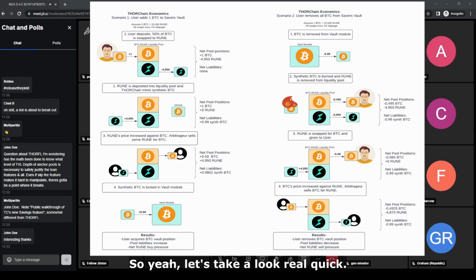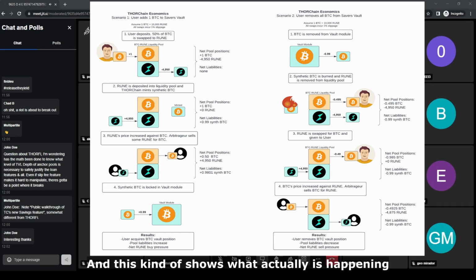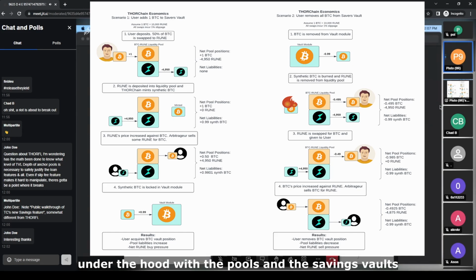Awesome. So yeah, let's take a look real quick. I have this diagram right here, and this shows what actually is happening under the hood with the pools and the savings vaults when you deposit or withdraw from a savings vault.